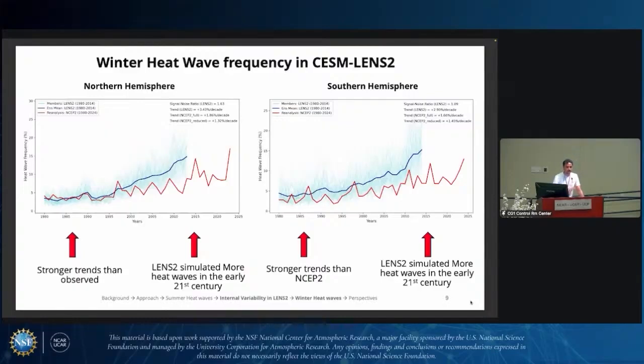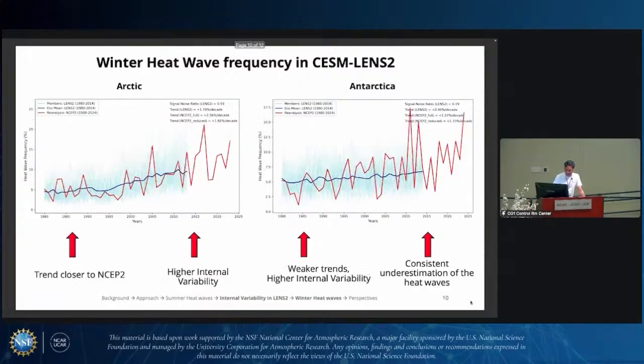In the early 21st century, LENS2 suggested more heat waves than NCEP reanalysis in the Southern Hemisphere as well, with stronger trends as usual, which was a similar finding compared to the summer season. Overall, for the Arctic, the trend was closer during winter. It's about 1.78% per decade in LENS2 and almost 1.68% per decade in NCEP reanalysis, which was actually surprising for me because the summer heat wave trend was much weaker than the NCEP reanalysis.